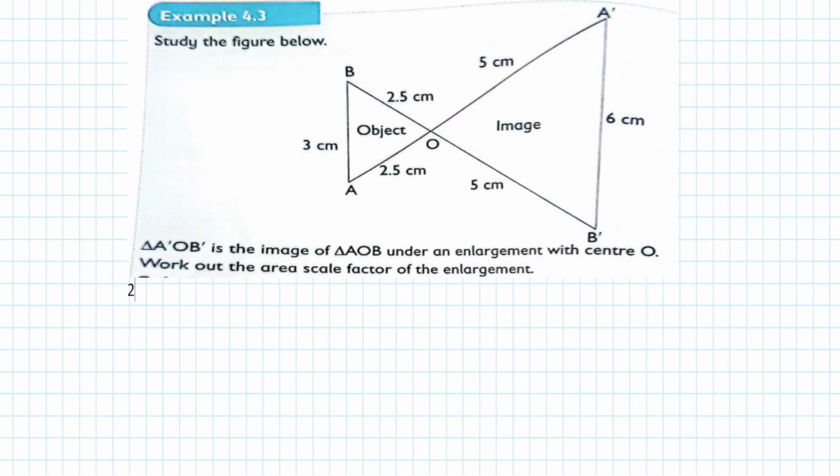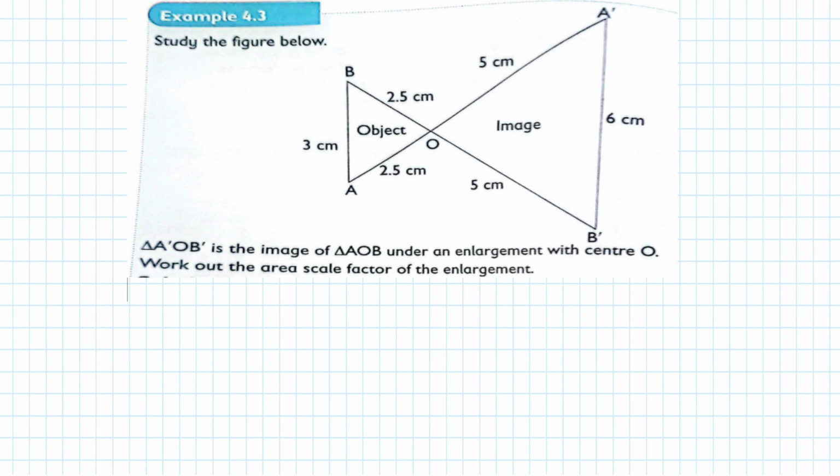Now, the last part, study the figure below. A, B, O, or A prime, B prime. A prime B prime is the image of A B, an enlargement with center O. Work out the area scale factor of the enlargement. Okay, so which is very easy to say so.